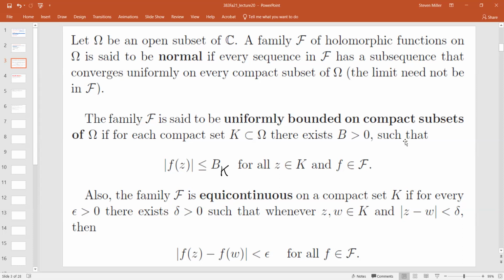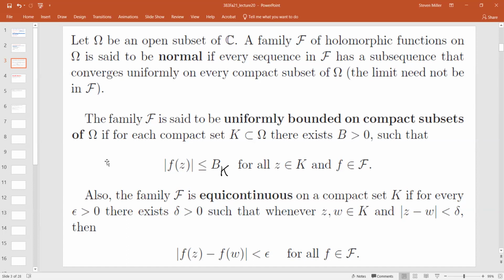In the previous one, we're talking about compact sets of omega. So we're thinking of an exhaustion, where we take a sequence of compact sets that are expanding out and filling up our open set. If you want, think of it as all points that are at least, say, 1 over n from the boundary. And as n goes to infinity, the compact sets will be expanding out.